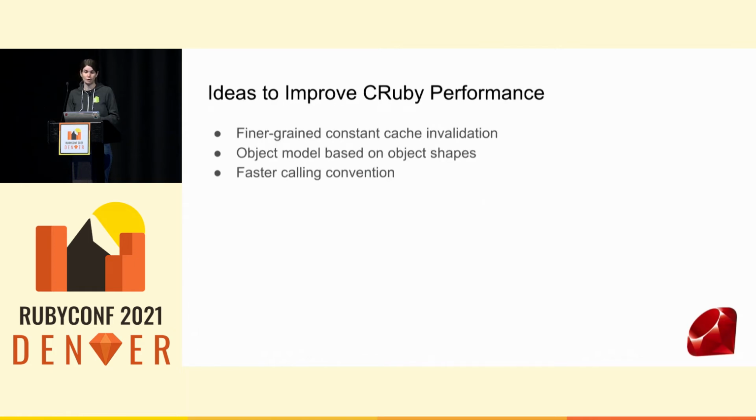So we have a couple of ideas on how to improve CRuby performance. Some of these we're already looking at. Kevin Newton is working on finer-grained constant cache invalidation, which should yield some nice speedups. We're also looking at an object model based on object shapes. That's a technology that was pioneered all the way back in Smalltalk. Smalltalk is one of the predecessors to Ruby, we could say. And I think we could also have potentially a faster calling convention.